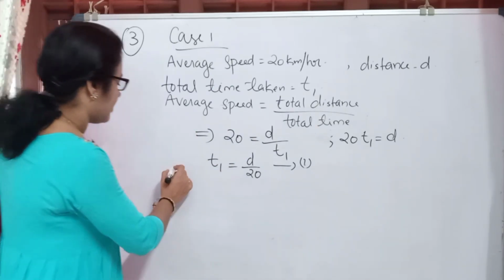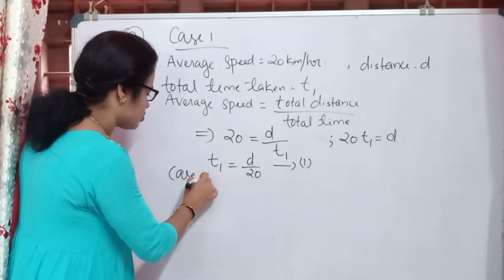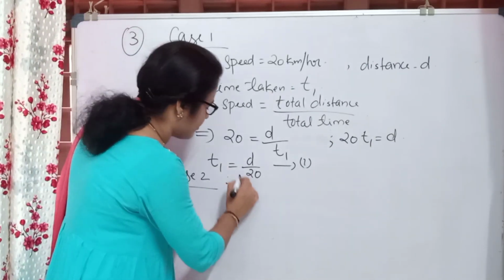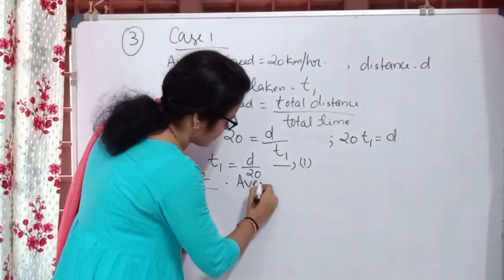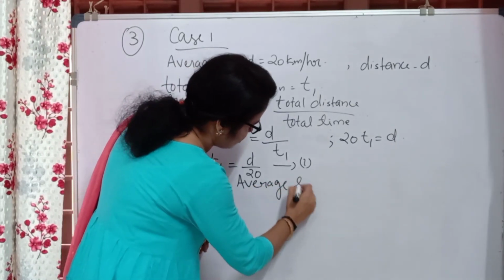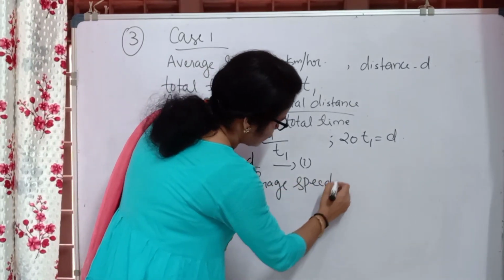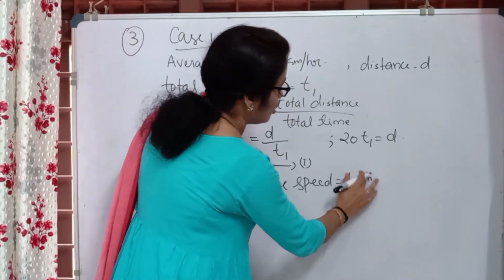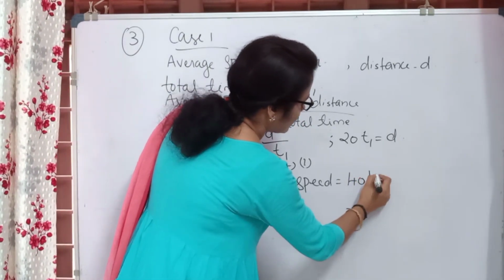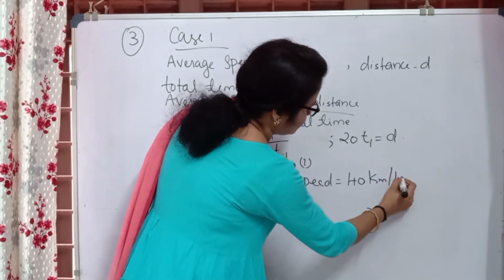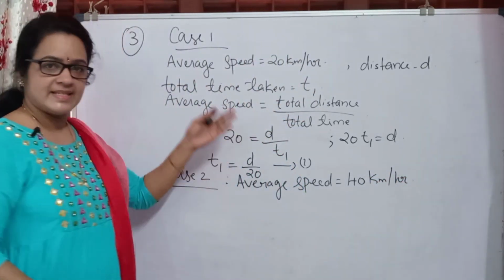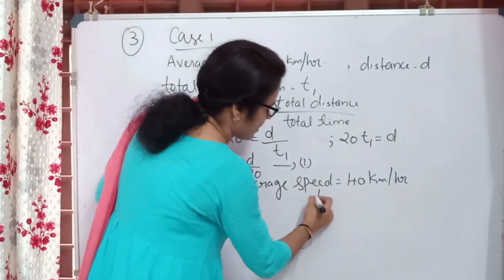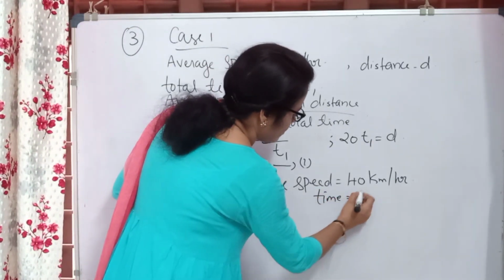And now the second case, case 2. Here what is the average speed? In this case the average speed is equal to 40, sorry, 40 kilometer per hour. And the distance is the same. Then the time can be taken as t2.